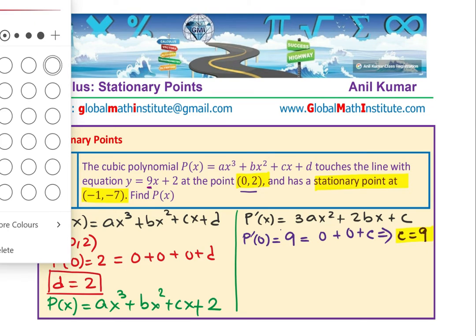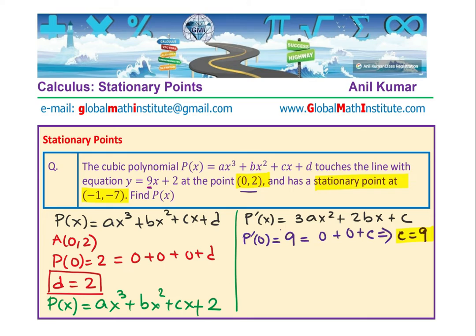We also know that the derivative at minus 1 is 0. So the derivative at minus 1 will be what? Plugging minus 1 here, 0 equals 3a minus 2b, and c is 9, right? Plus 9. So that gives you an equation that 3a minus 2b is equal to minus 9. Now we have this point minus 1, minus 7, which we can substitute and get another equation, correct?